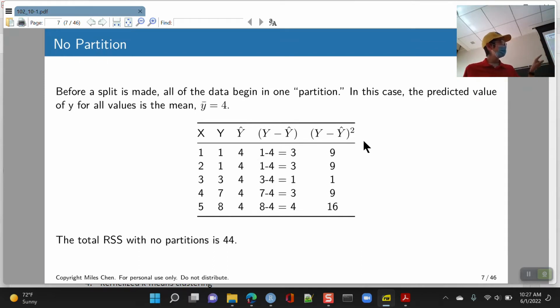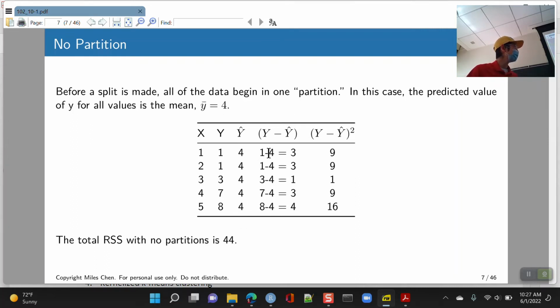Okay, and so in the case of a decision tree, there's no partitions. We're predicting the same value, which is just the mean for everybody. And so we just say, okay, what's the mean of 1, 1, 3, 7, and 8? And you add that up and you get 20. 20 over 5 is 4. So our y hat is 4. That's the predicted value for everybody.